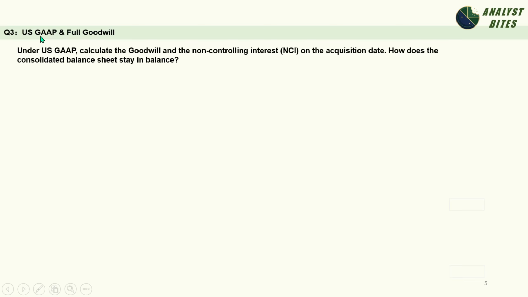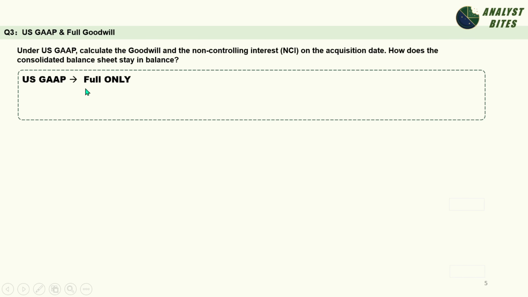Now that we've covered partial goodwill, let's look at full goodwill. The third question asks for the goodwill and NCI under US GAAP. Remember this key point? Unlike IFRS, US GAAP only allows full goodwill. So this question is actually testing your mastery of that specific approach. The logic here is completely different. It assumes goodwill belongs to both the parent and the non-controlling shareholders.